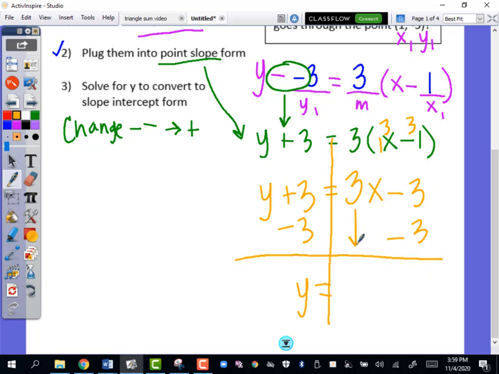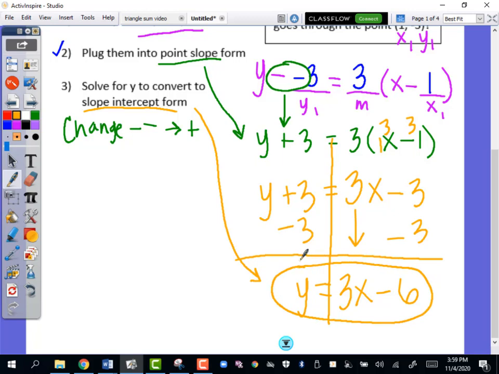Okay, we're dropping down 3x, that stays the same. And negative 3 minus 3, we would type in decimals and we would get negative 6. And now this is in slope-intercept form. So this is my answer. Okay?